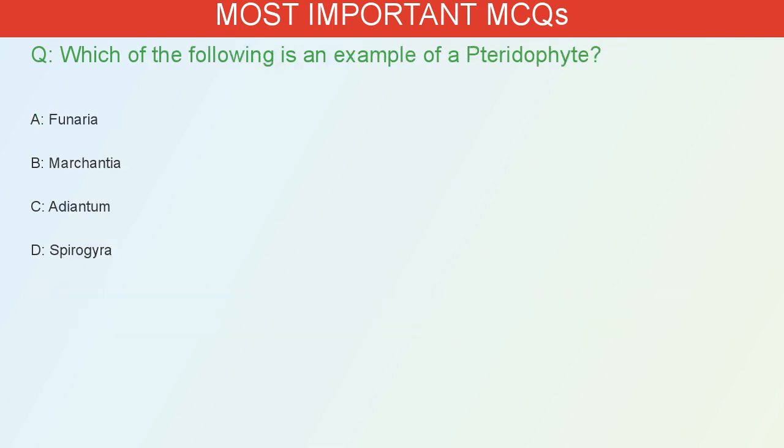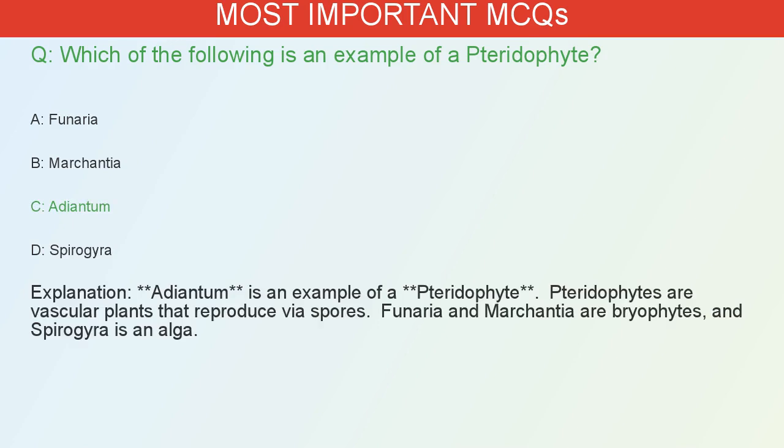Which of the following is an example of a pteridophyte? A. Funaria. B. Marchantia. C. Adiantum. D. Spirogyra. The correct answer is C. Adiantum is an example of a pteridophyte. Pteridophytes are vascular plants that reproduce via spores. Funaria and Marchantia are bryophytes, and Spirogyra is an alga.